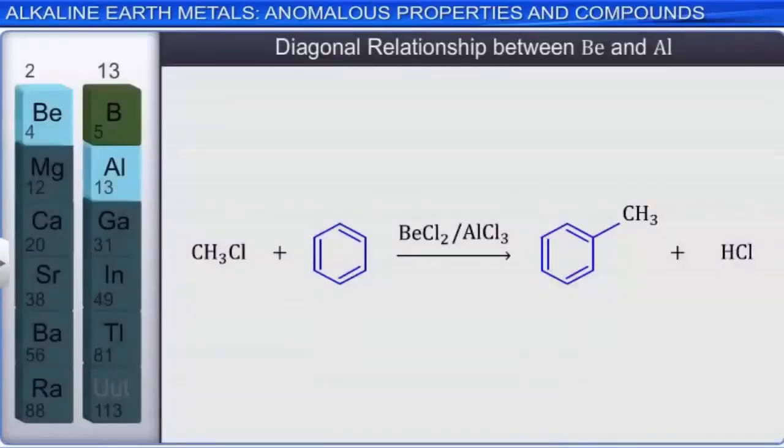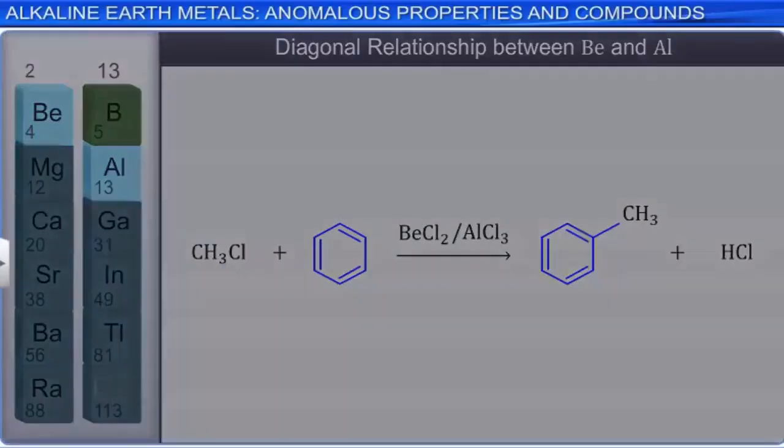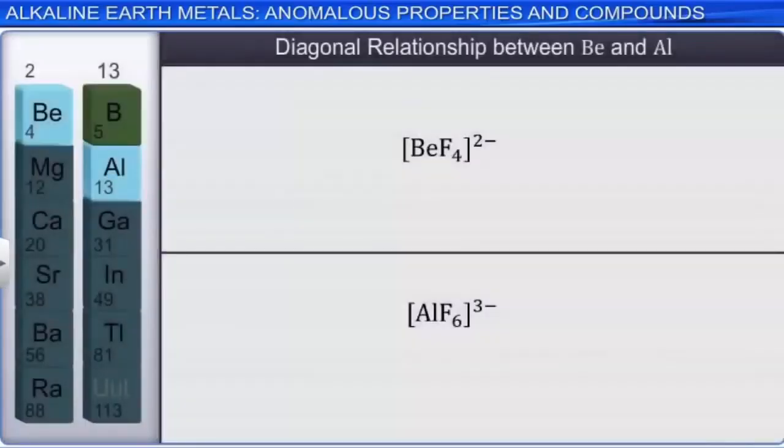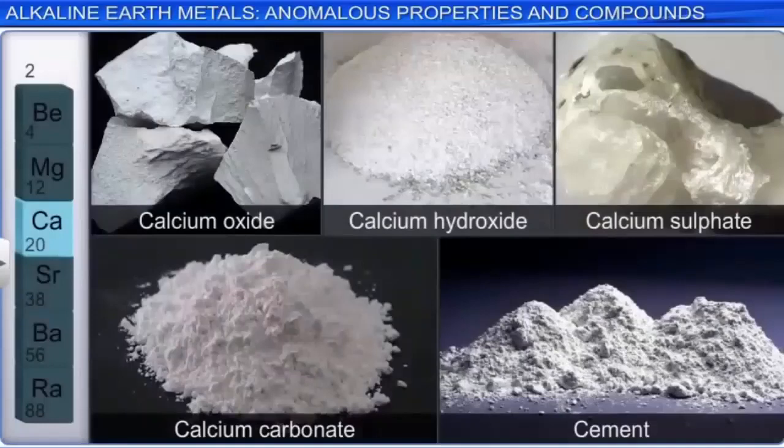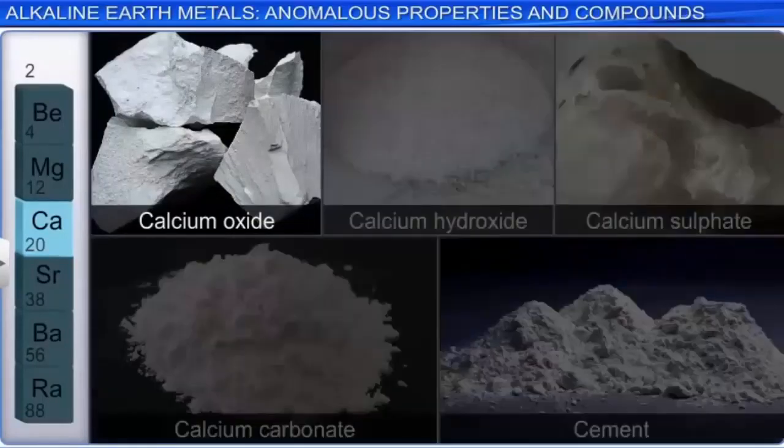Next, we will consider some important compounds of calcium. Calcium oxide, calcium hydroxide, calcium sulfate, calcium carbonate, and cement. Calcium oxide, which has the chemical formula CaO, is commonly known as quicklime.